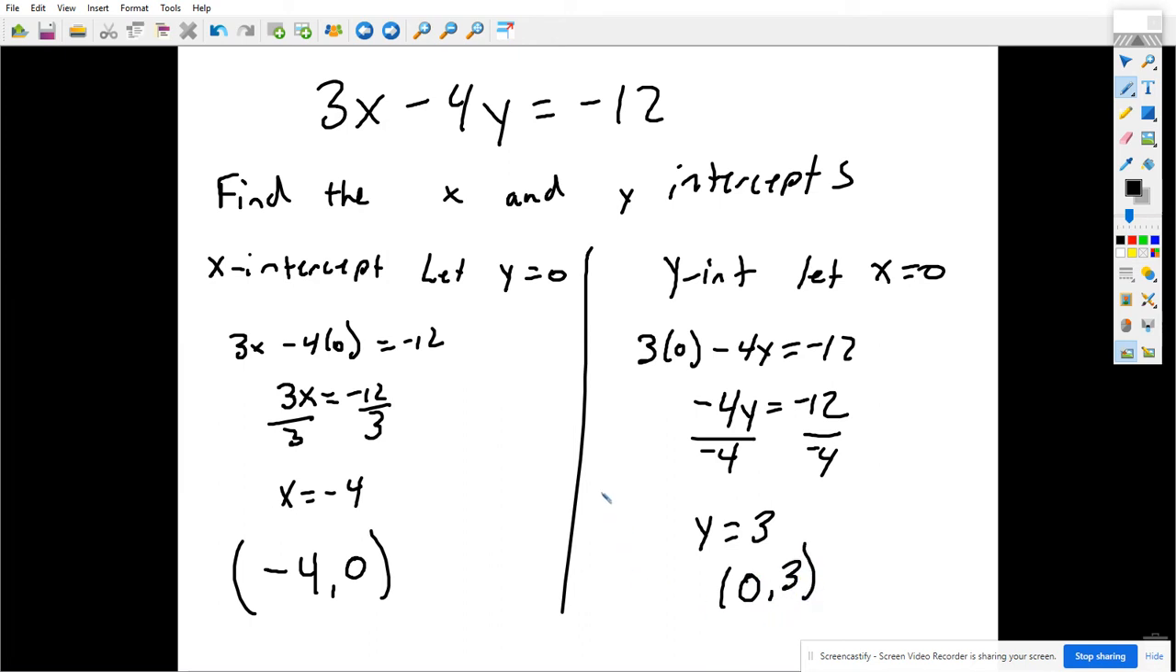If I asked you to graph those, I'm hoping that we remember how to plot points. Negative 4, 0 would be to the left 4, and 0, 3 would be up 3, and we would draw a straight line through those 2 points if I asked you to graph.